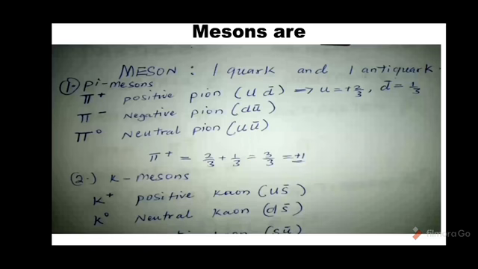Then number 2, we talk about K mesons. These K mesons, we have K plus, which is K positive, which includes up quark and the strange quark.